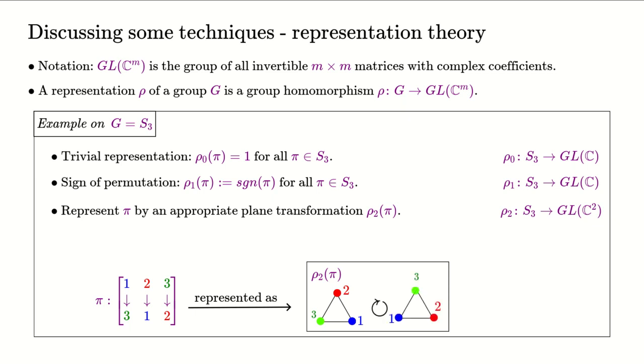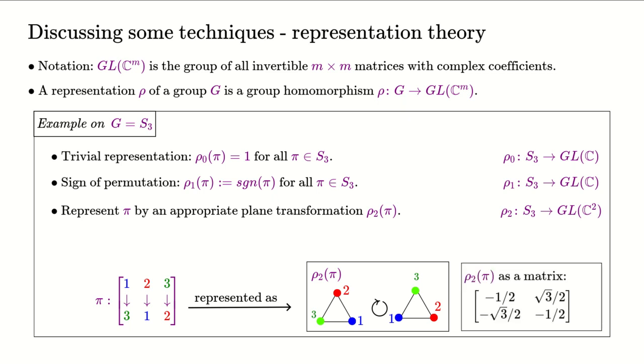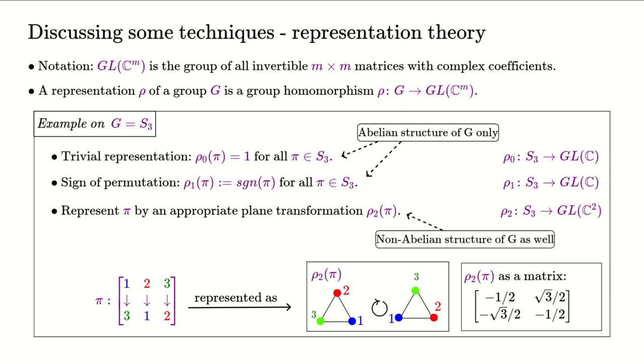So we can actually represent ρ2 of pi as a rotation matrix. Representations of other permutations can be defined analogously. Finally, let us remark that in a certain sense, the first two representations are not able to capture non-abelian structure of S3, in particular because GL of C is commutative, that is, multiplication of one-dimensional matrices is commutative. However, the third representation does catch non-abelian properties of G.